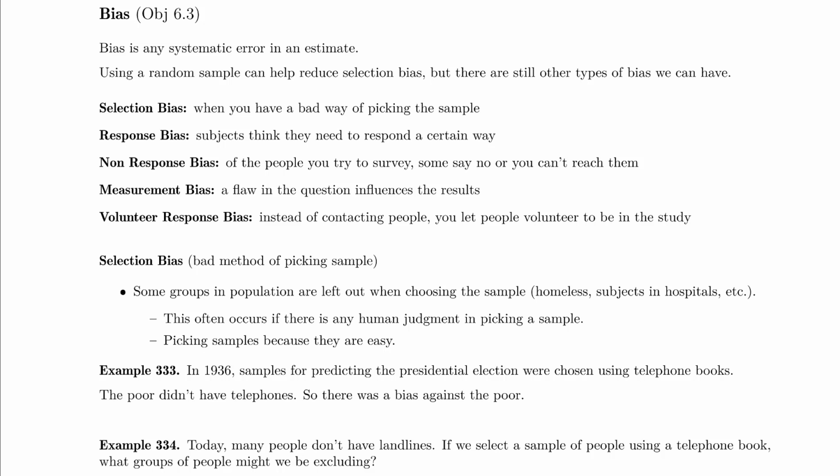Let's summarize everything. This is a quick summary and then we'll go into each one in depth. Selection bias is when you have a bad way of picking people. Response bias is when people think that they need to respond a certain way. Non-response bias is when, of the people you try to survey, some say no, or you can't reach them, so they don't take the survey. Measurement bias is a flaw in the question that influences the results. Really, measurement bias and response bias often are kind of mixed. It's hard to decide which one you should attribute it to, and we'll talk about that.